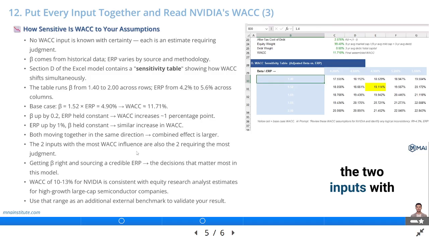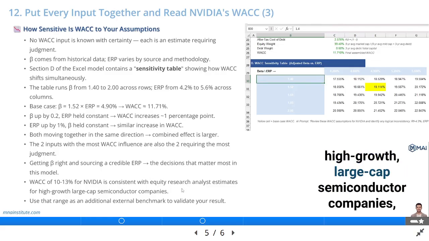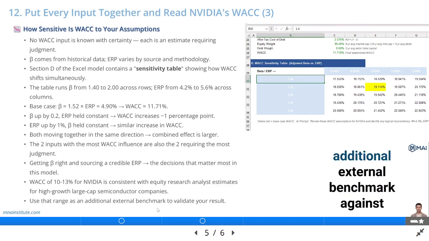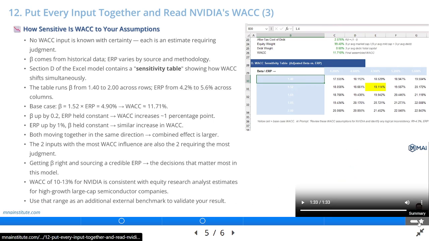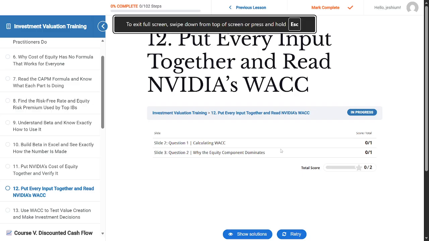This tells you that the two inputs with the most influence on WACC are also the two that require the most judgment. Getting the beta right and sourcing a credible ERP figure are therefore the decisions that matter most in this model. A WACC in the range of 10% to 13% for NVIDIA is consistent with what equity research analysts publish for high-growth, large-cap semiconductor companies, which gives you an additional external benchmark against which to validate your result.